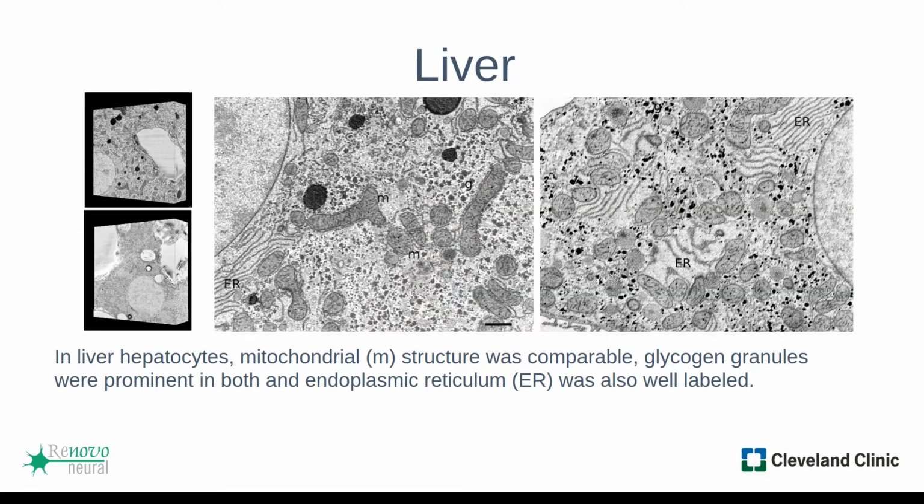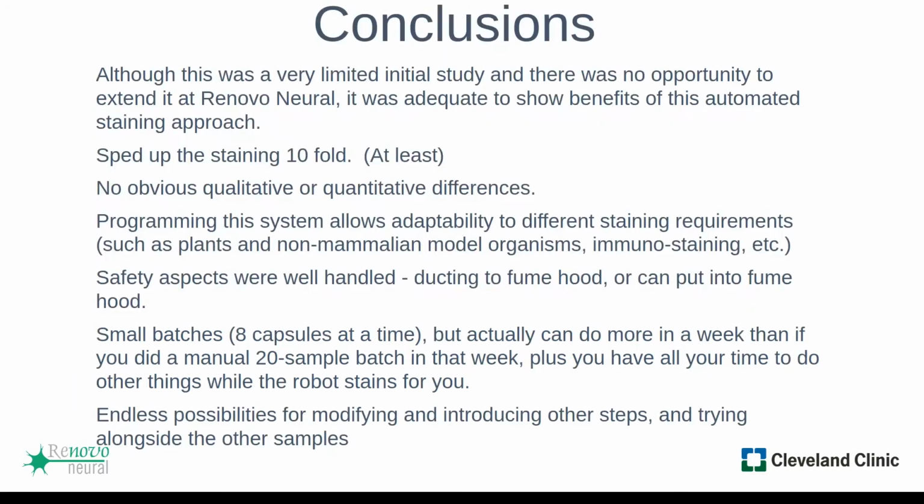So just real quick, here's a quick image of some liver from manual staining and ASP1000. One image has a bit of an issue because the scope developed a bit of an issue. It wasn't the sample, but here in liver hepatocytes, mitochondrial structure was comparable. Glycogen granules were prominent in both tissues, and endoplasmic reticulum was also well labeled.